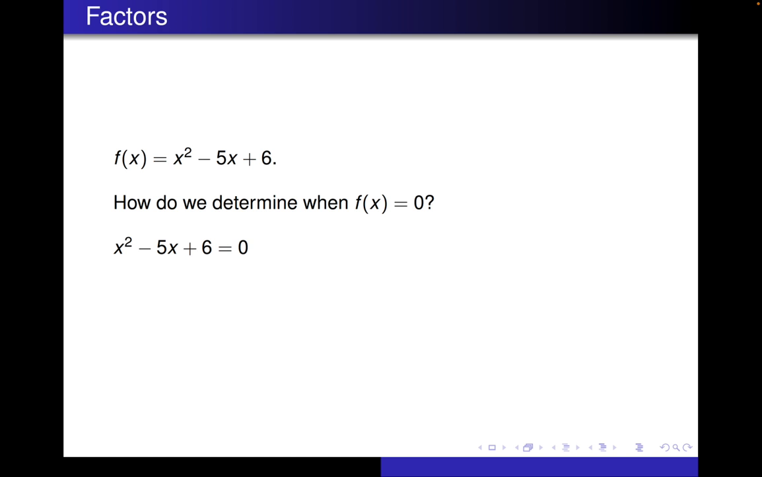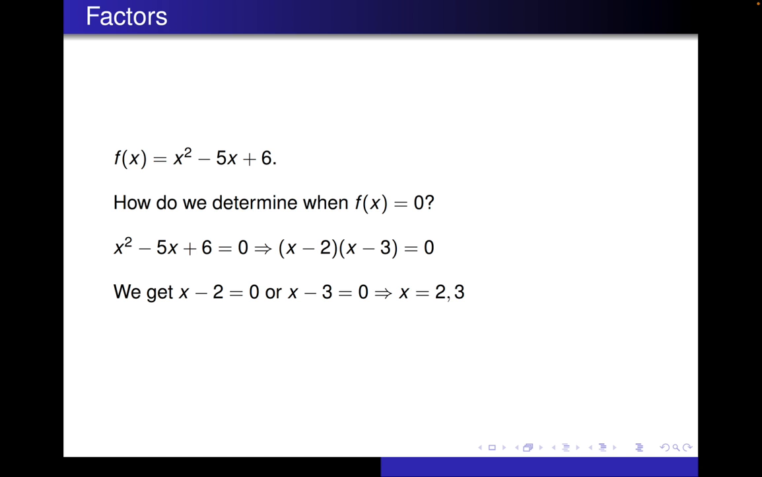We've got a couple of techniques actually. We could use the quadratic formula if you wanted to. This one I'm just going to go ahead and factor. It factors nicely to x minus 2 times x minus 3. That means we have to have x minus 2 equals 0 or x minus 3 equals 0. So our two possibilities are x equals 2 and x equals 3.